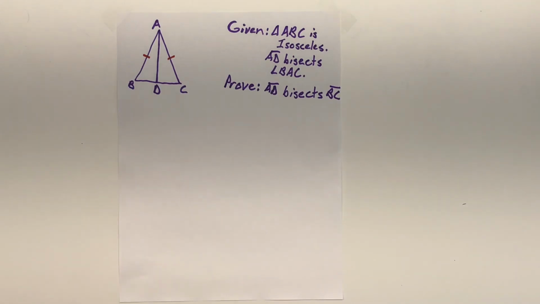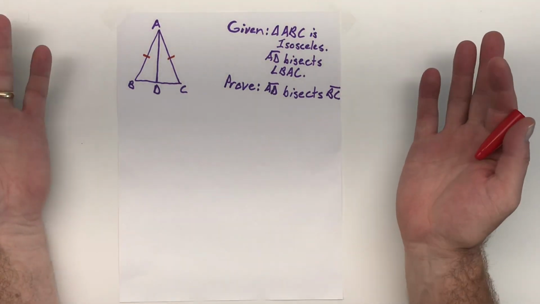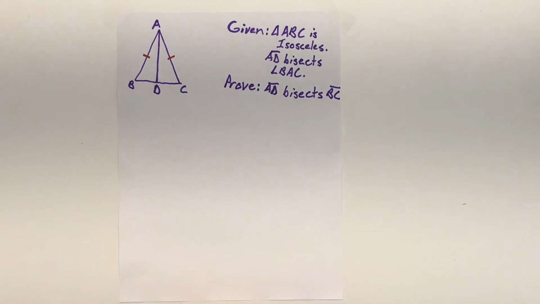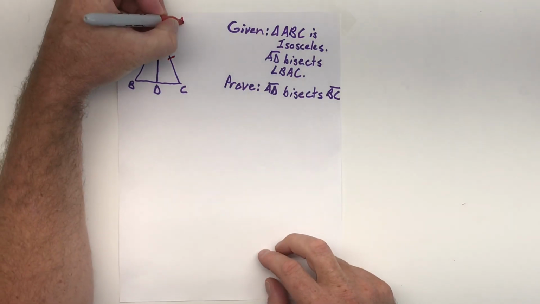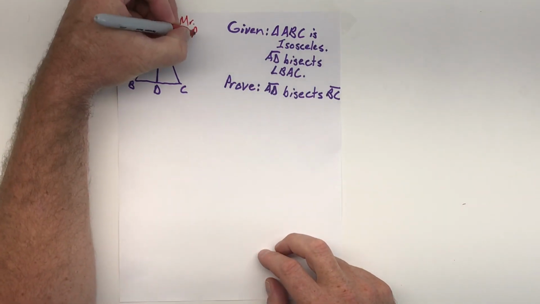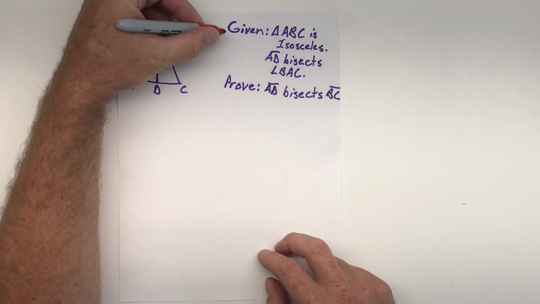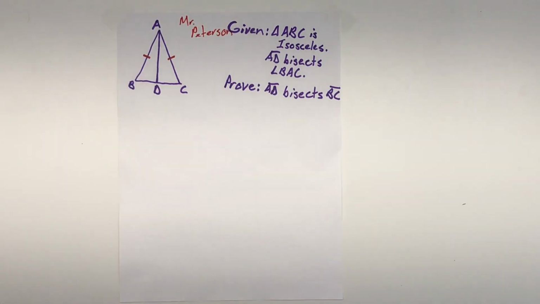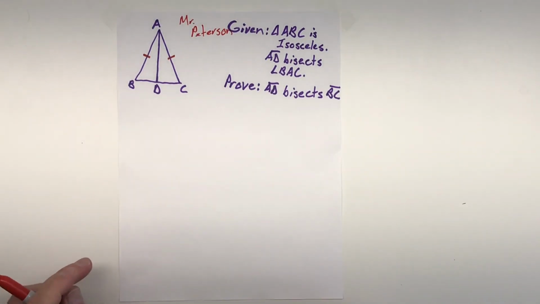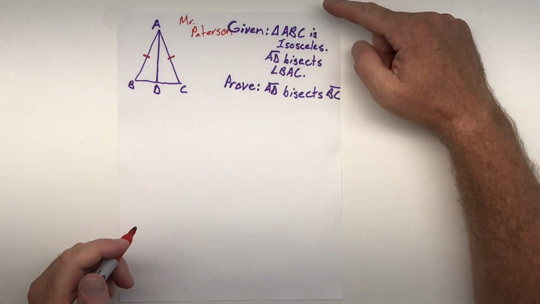So first, I already have that down, so when you do yours, you can already have that part written down. And then I want you to record yourself writing your name. So I'm just going to write on here that this proof is done by Mr. Peterson. There it is.